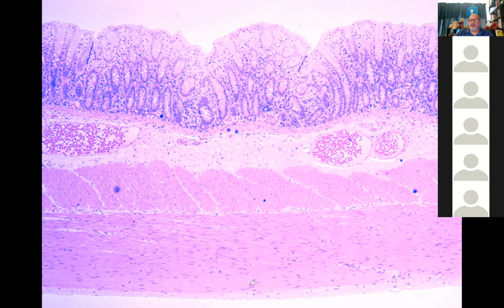So yes, the crypts of Lieberkühn are the intestinal crypts. Lieberkühn is a great term to say. Good old Bob Lieberkühn is the one who described these. But just intestinal crypts is fine as well. You can just say intestinal crypts. You don't have to say Lieberkühn, but Lieberkühn is fun. I will give you that.